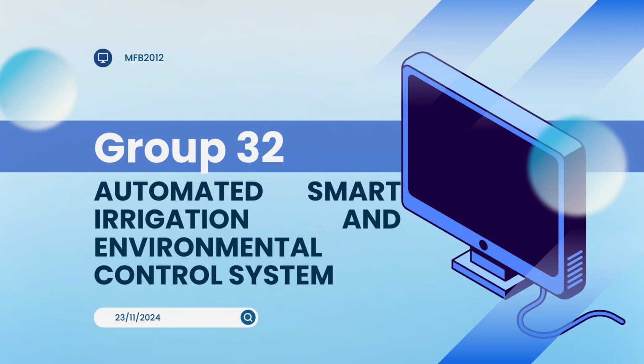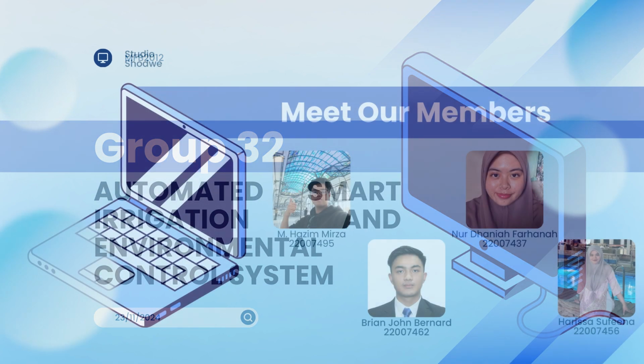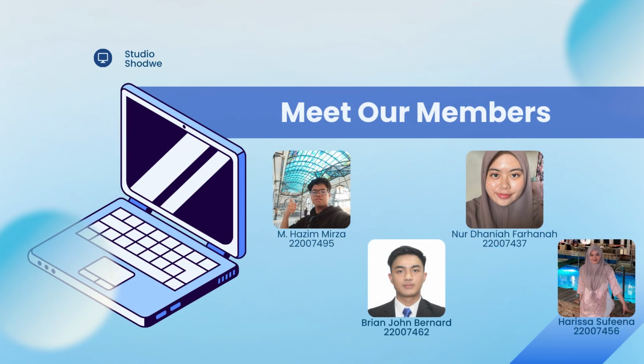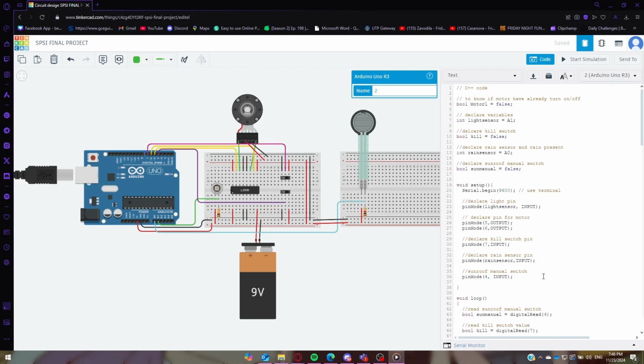This system integrates various components like sensors, motors, and controllers to automate plant care by regulating water, temperature, sunlight, and food. Each of us will explain our specific part of the code, how it functions, and how it contributes to the overall system. Hi, I'm Harisa and I'm responsible for the rain detection and fail safe system. Let me walk you through the code and how it helps in rain management.